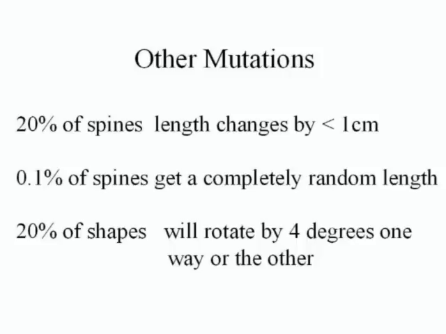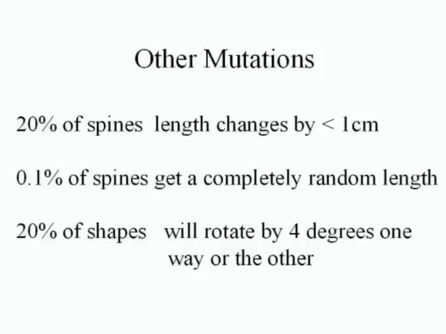Now, besides combining the parents' characteristics, small mutations also occur. Quite often, the length of a spine will change by a small amount. Less often, a completely wild value will be put for the length of the spine. And finally, once in a while, the shape will be rotated a little bit one way or the other.